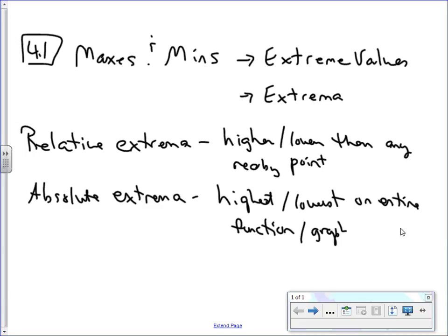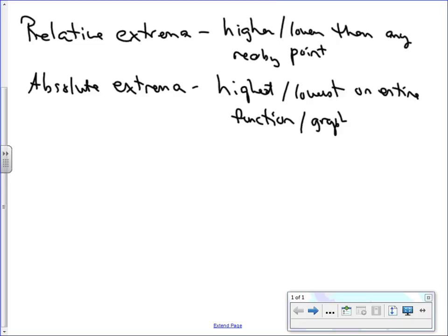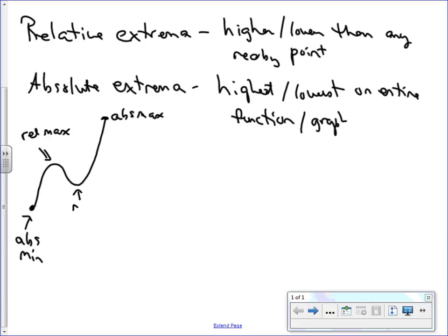So let's start by taking a look at this. We're going to take a look at this graphically first. So I'm going to give you just a couple of sketches like this. And this particular graph has endpoints on it. So what we have here is an absolute min. There is nothing lower. And up here we have an absolute max. There is nothing higher. This point right here is called a relative max. It's the highest thing in the neighborhood, and this is a relative min, the lowest thing in the neighborhood. That's your simplest situation, okay?